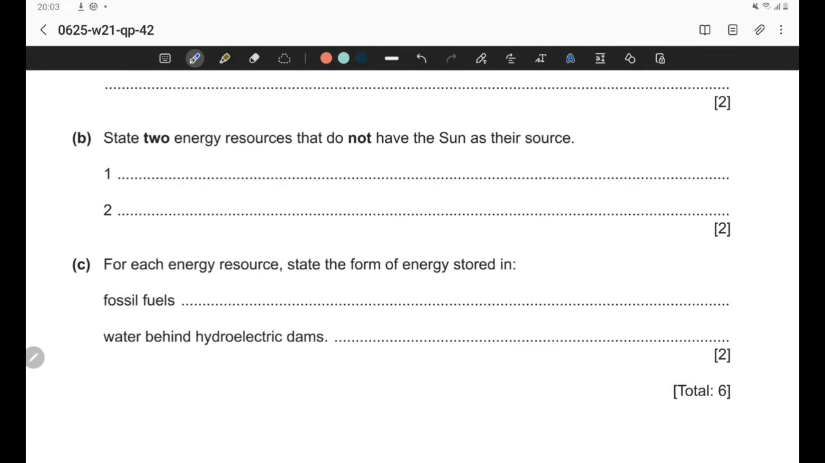Part B, state two energy resources that do not have the sun as their source. So there are three main energy resources that don't have the sun as their main source, and they are geothermal, nuclear, and tidal. You just need to write any two of these energy resources. And this is a very important question we can see in many past papers. So you need to memorize these three energy resources as they do not have the sun as their source.